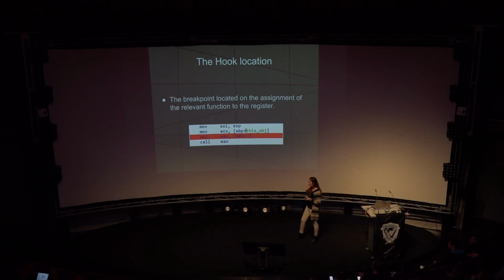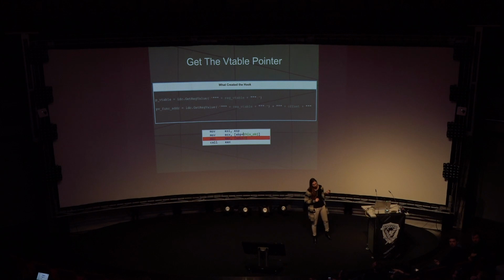The hook location. So the hook is a breakpoint, as I said, and it's located in the assignment of the relevant function into the register. In this case, it's EDX, and you see that EDX plus 4 is the relevant function. EDX contains the Vtable, 4 is the offset inside the Vtable, which means that the second function from the Vtable is being assigned to EDX. And this is where we have the hook. First, we want to get the Vtable pointer. So EDX contains the Vtable. We just need to get the value from EDX, and then we have the Vtable pointer.